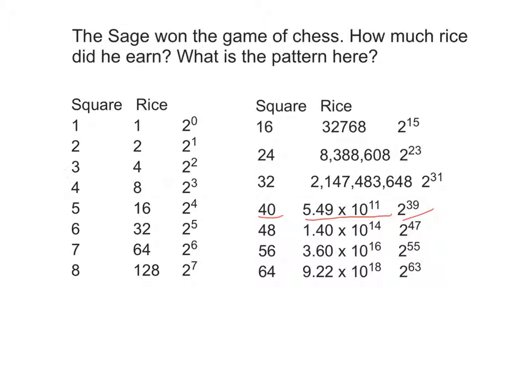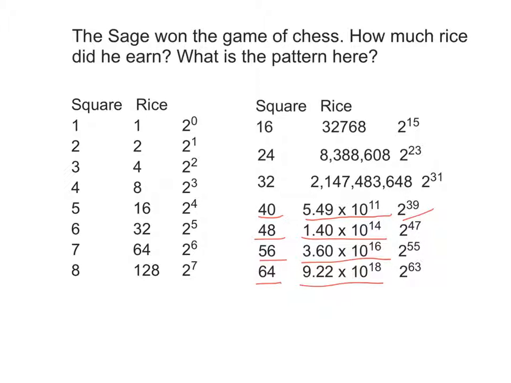After the next row, which is 48 squares, you can see the number has increased to 1.4 by 10 to the 14. After 56 rows, 3.6 by 10 to the 16, and after 64 rows, 9.22 by 10 to the 18. Doesn't seem all that much because now it's just got the number 18 in it. But 10 to the 18 means there are 18 zeros. That's a million, million, million.